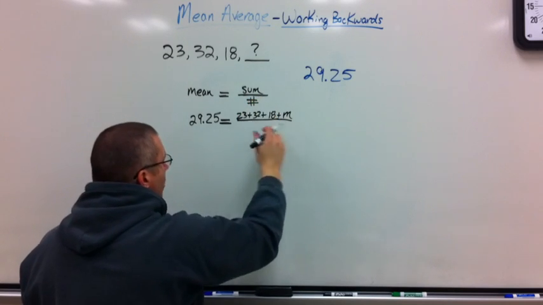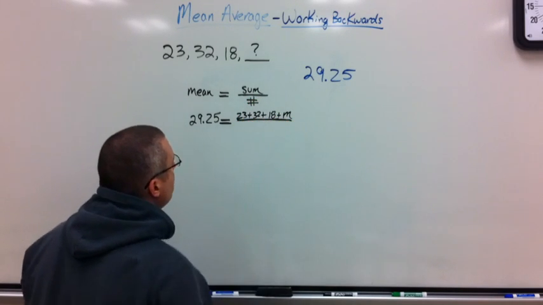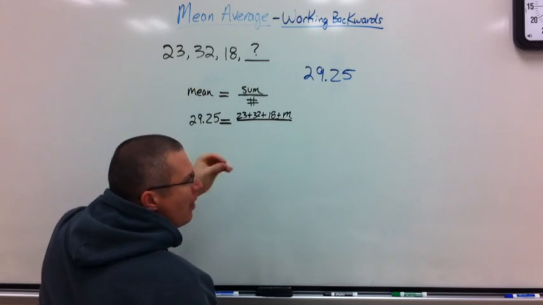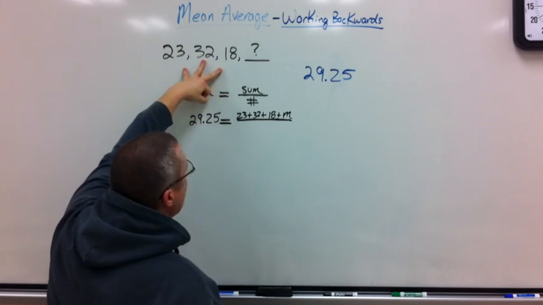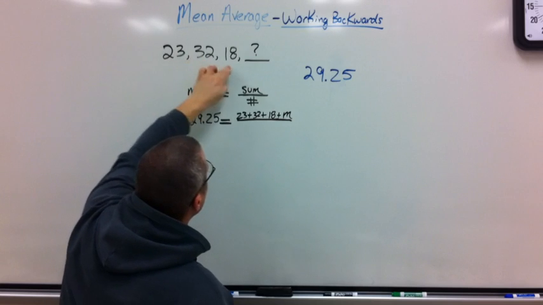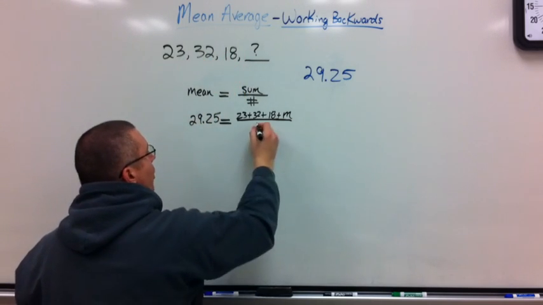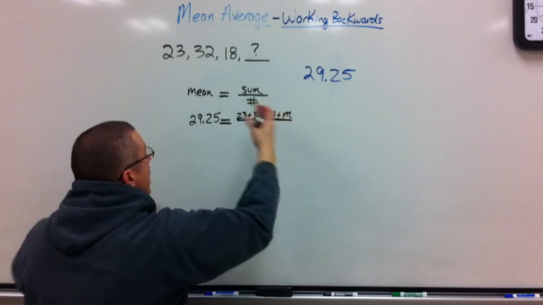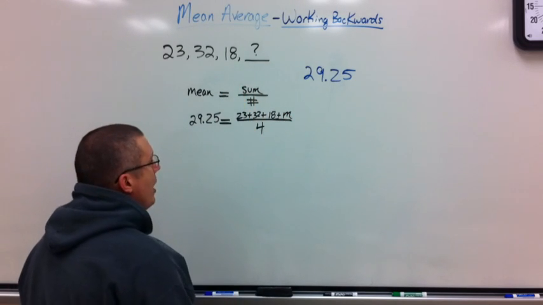Divided by, or over top, if you talk about in terms of a fraction, how many numbers I have. Now you have to be careful here. Some kids will put 3 on the bottom. It's not 3. You technically had 4. So 4 goes underneath. Okay, so we fill in our information that we have. So we have our equation.